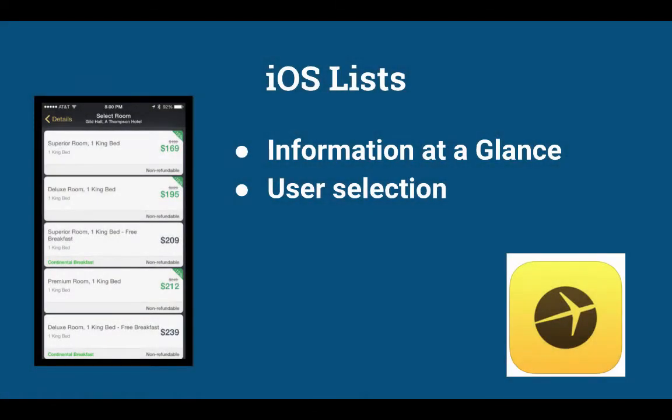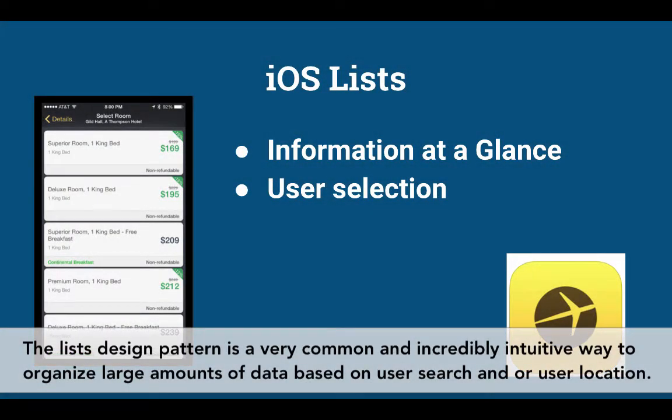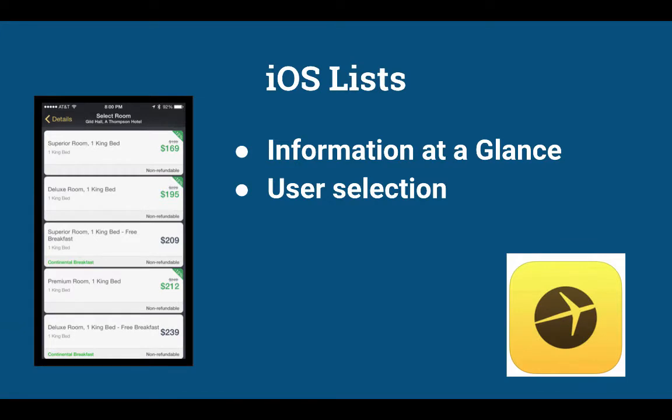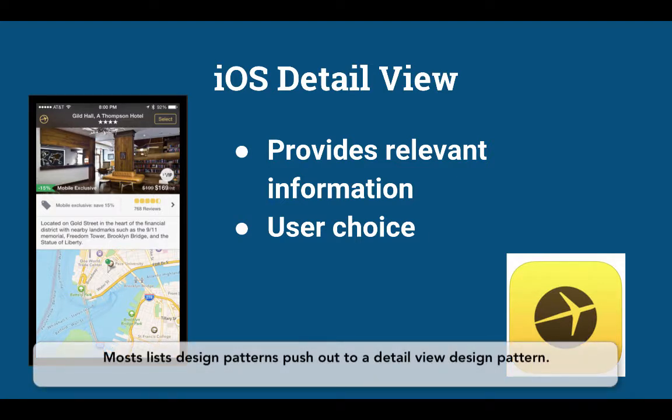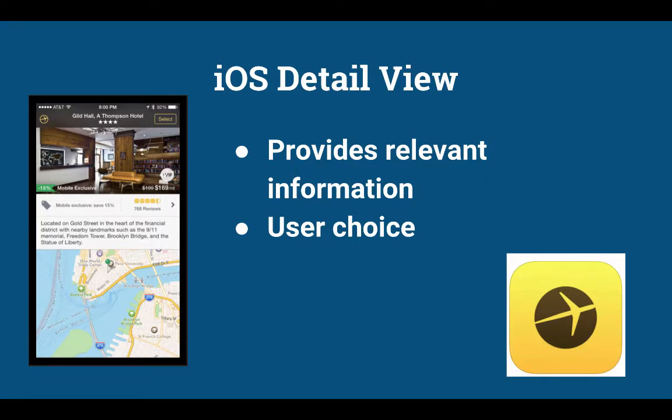The list design pattern is a very common and incredibly intuitive way to organize large amounts of data based on user search and/or user location. The Expedia app gives users the ability to search and make their travel plans all in one place. The list design pattern seeks to quickly allow users to review possible choices as a result of their search in this case, and to allow users to then make a choice and push out to a detailed view to learn more about their selection. Most list design patterns push out to a detailed view design pattern. This is a very well-used sequence of design patterns.